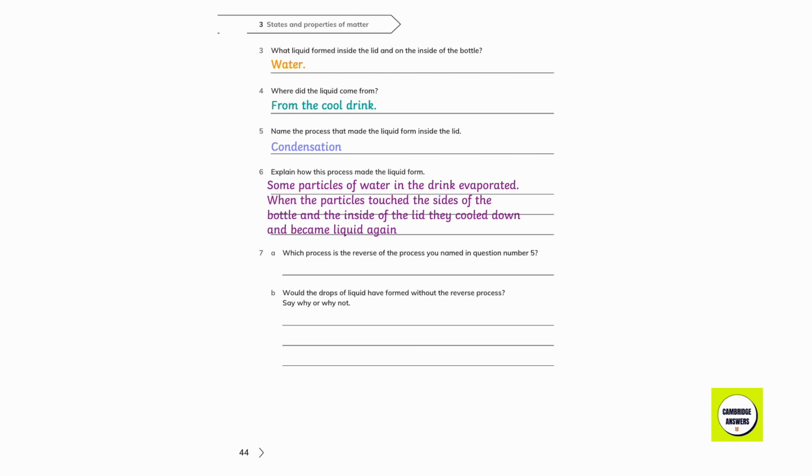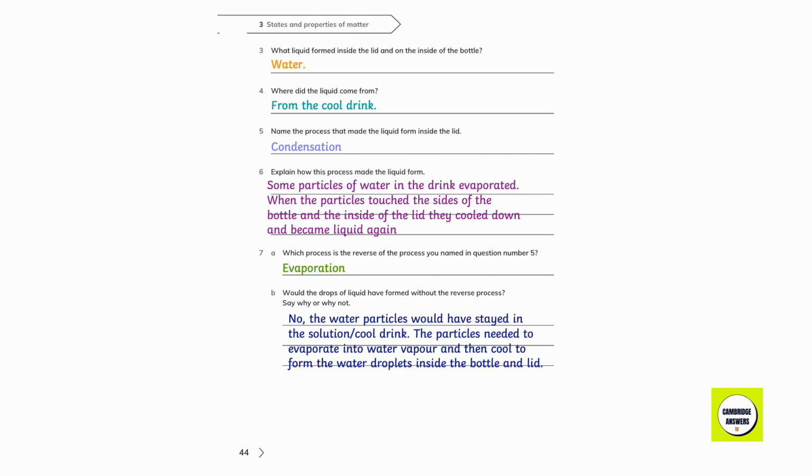Explain how this process made the liquid form. Some particles of water in the drink evaporated. When the particles touched the sides of the bottle and the insides of the lid, they cooled down and became liquid again. Which process is the reverse of the process you named in question number 5? Evaporation. Would the drops of liquid have formed without the reverse process? Say why or why not. No, the water particles would have stayed in the solution/cool drink. The particles needed to evaporate into water vapor and then cool to form the water droplets inside the bottle and the lid.